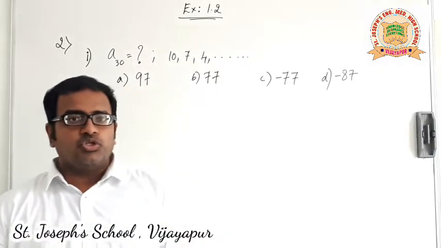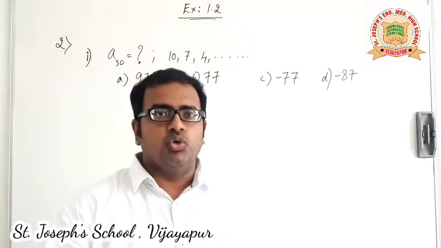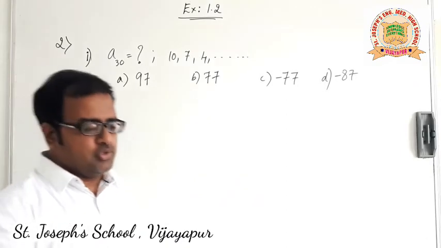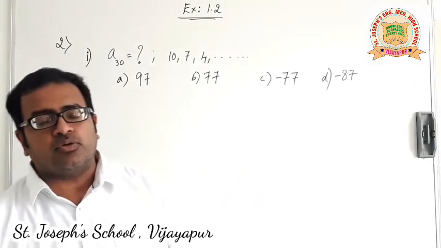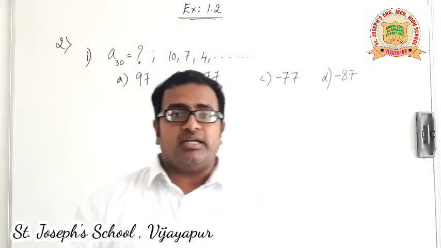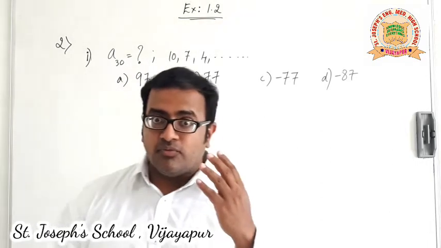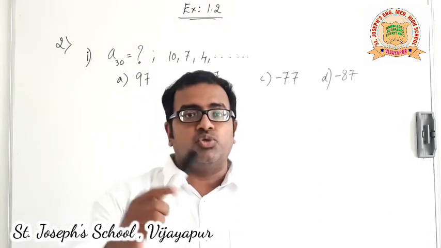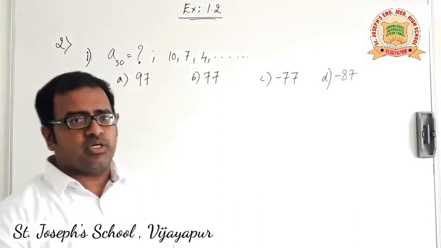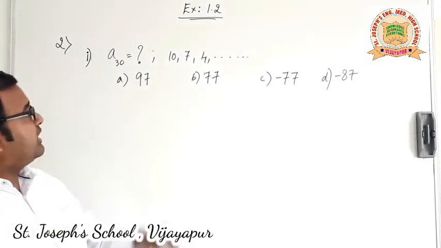Everyone, solution for question number 2 from exercise 1.2. The question goes like this: choose the correct answer from the following. Means there are 4 choices given, you need to choose the correct one. It is a multiple choice question. So let us have a look at the question now.